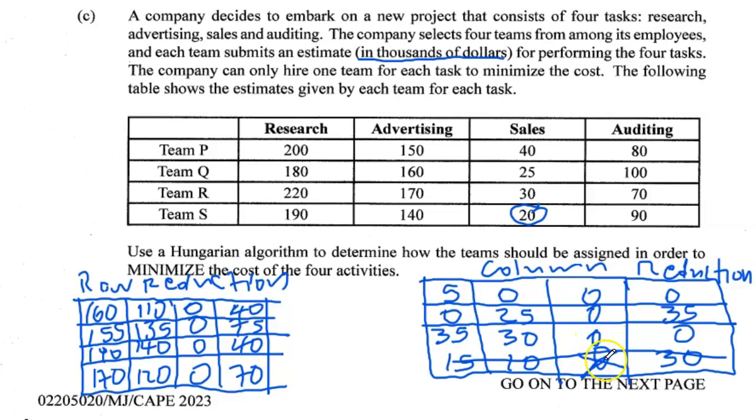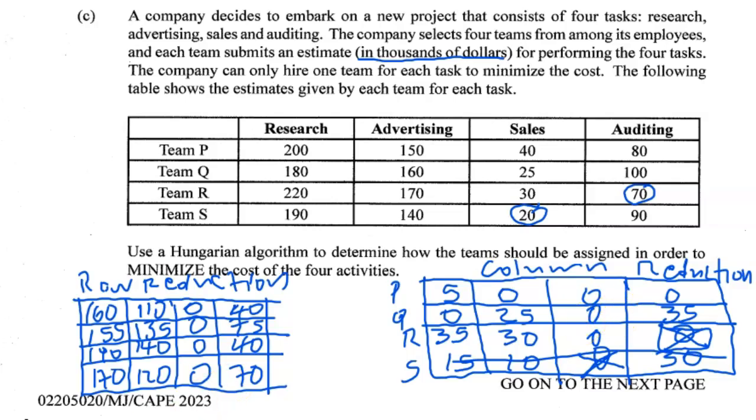So we're trying to get the minimum cost by assigning the teams correctly. Now if that zero is used, then for the third row, we'll have to assign that zero to team R. That's a label PQR. So we can't assign the zero above to S. So that zero there in column 3, we assign 70,000. So we assign auditing to team R.